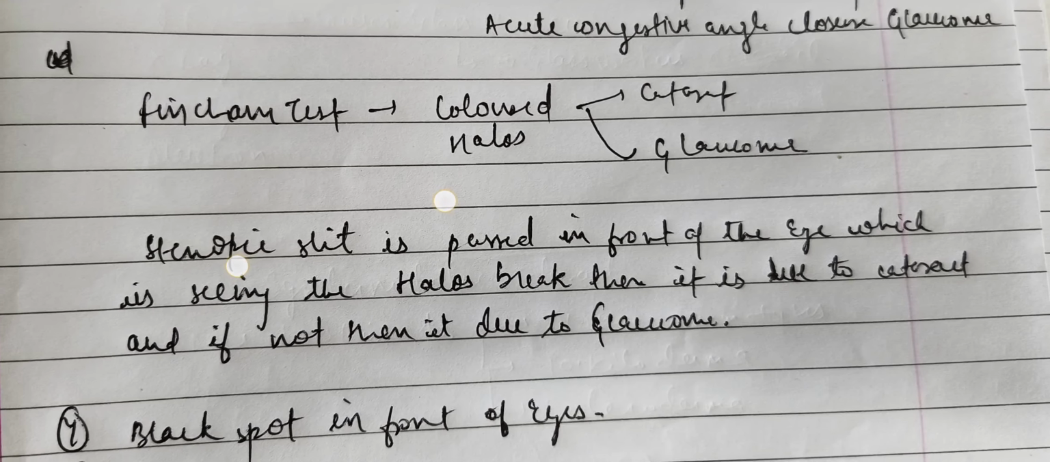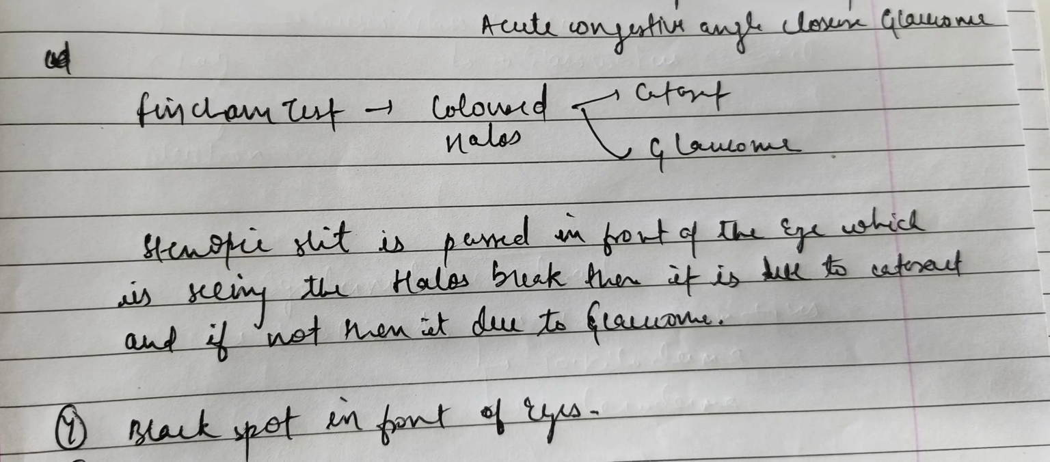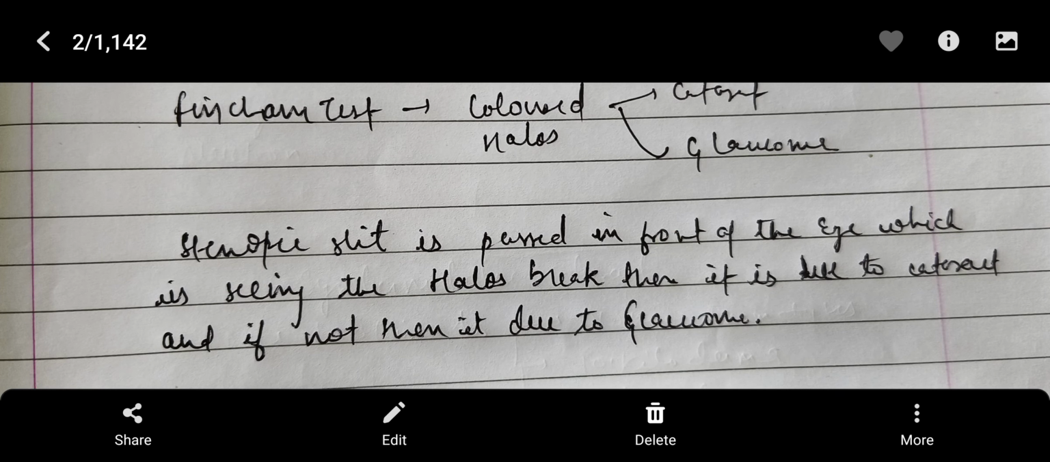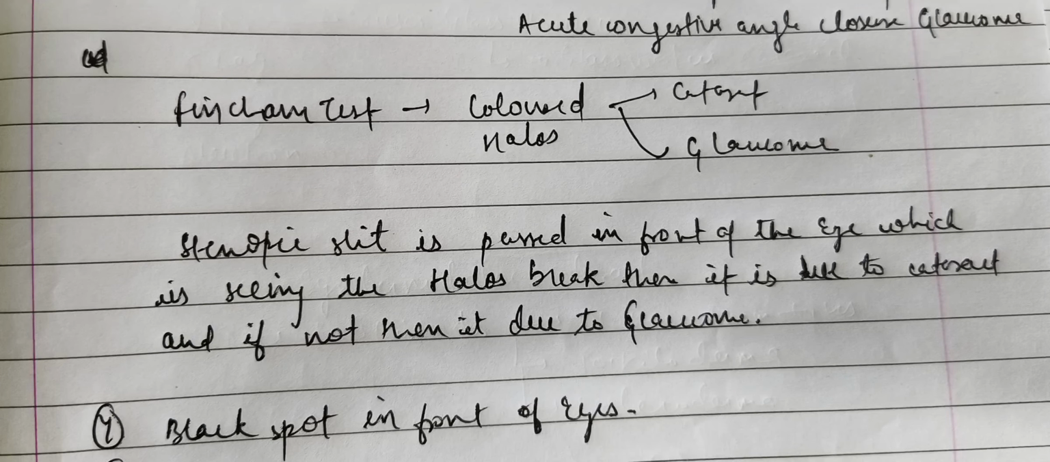What do we do in the Fincham test? We pass a stenopeic slit in front of the eye which is seeing the halos. If the halos break, it is a cataract. If they do not, then it is glaucoma.